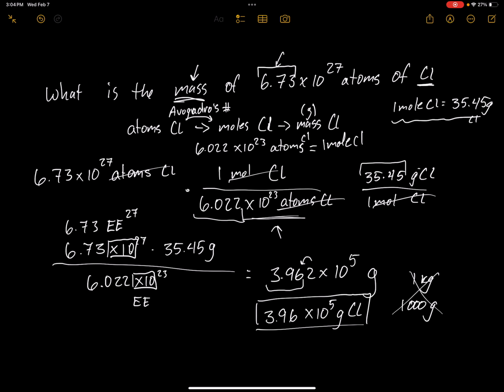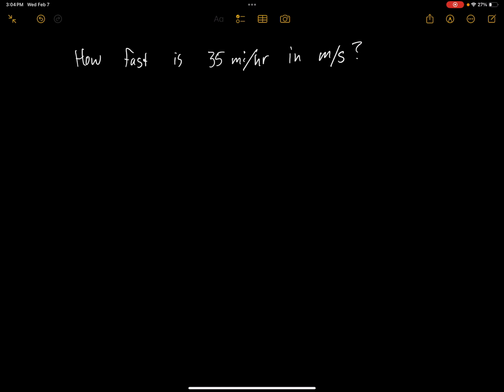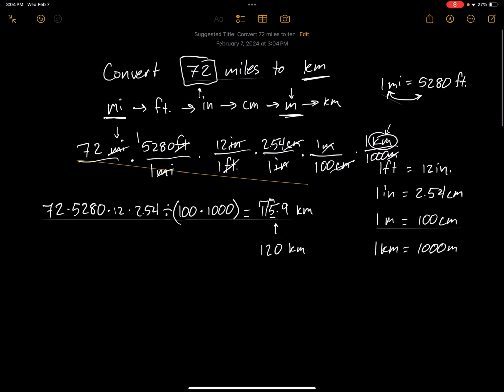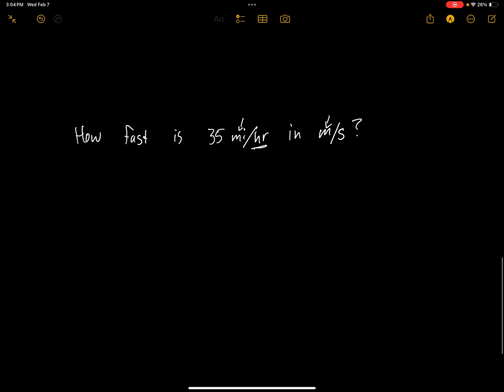Okay, last one I'm going to do is a little bit more complicated because we're going to be dealing with the numerator and the denominator. So this says, how fast is 35 miles per hour in meters per second? Notice again that this is miles, this is meters, right? So just to differentiate those. So we went in our first problem from miles to kilometers, which included getting us from miles to meters. Now that's where we're going to stop this time. But we also have this denominator where we're going to go from hours to seconds as well.